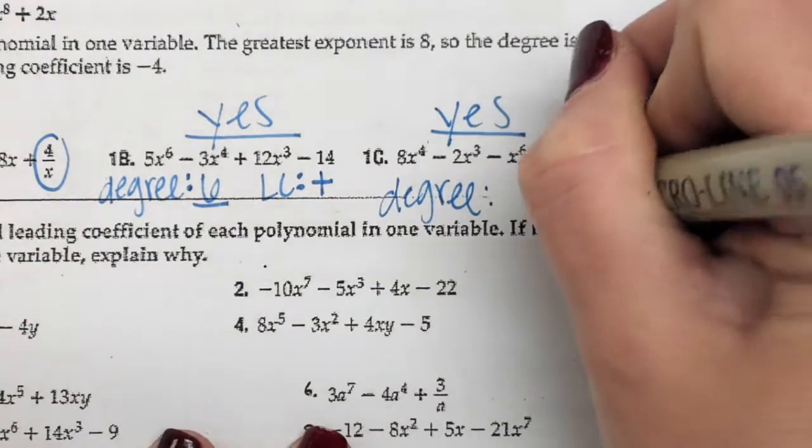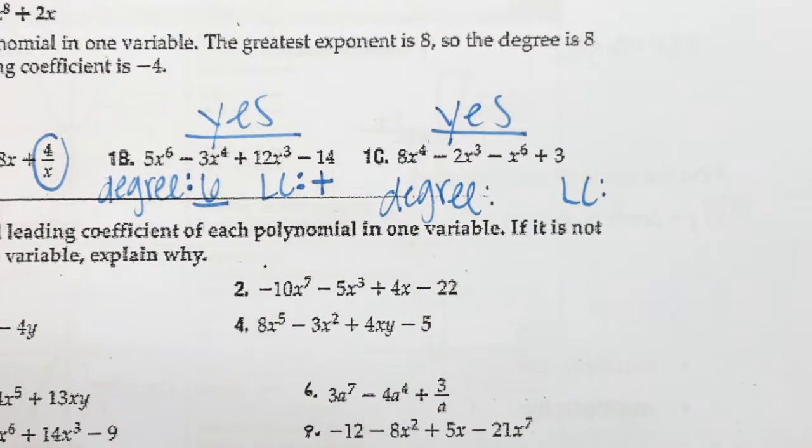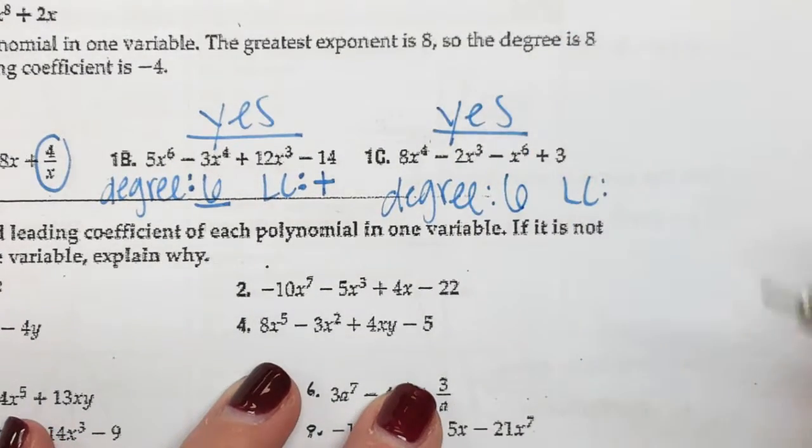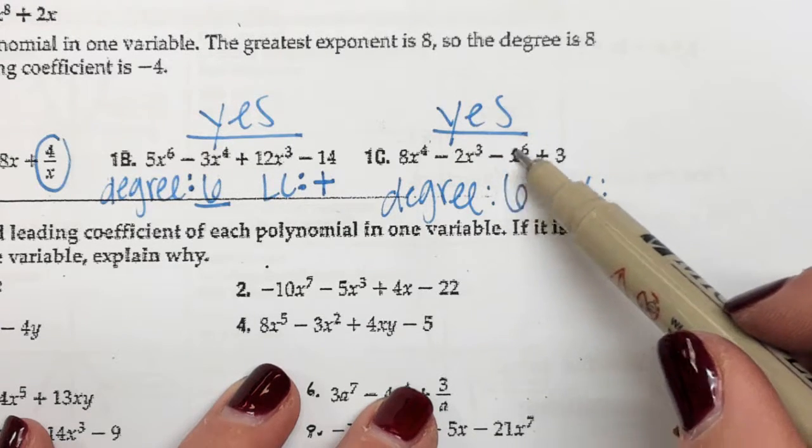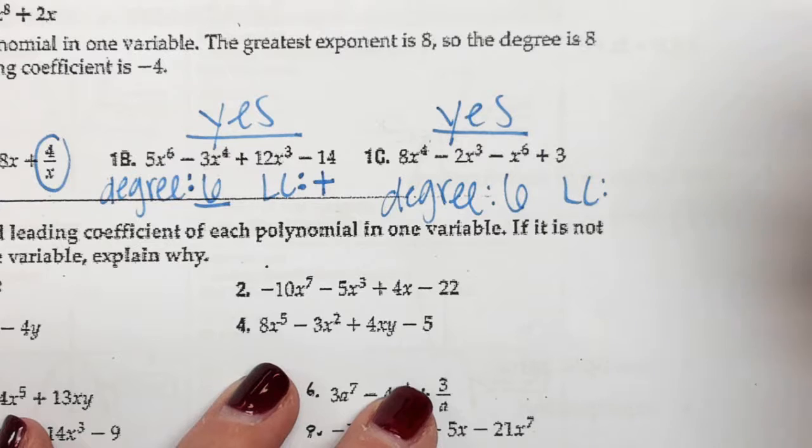Now write down degree and leading coefficient. What is the highest exponent that you see? Very good, 6. And so this is our leading coefficient, whatever number's in front. I just care if it's positive or negative. This one is negative.